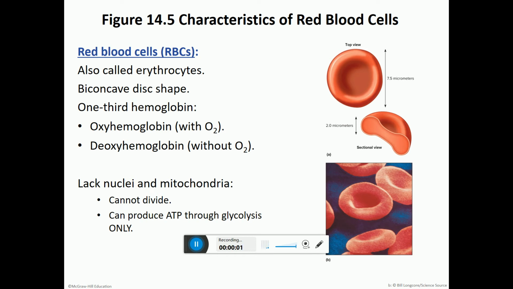Now let's talk about the red blood cells. So red blood cells, or erythrocytes, are biconcave disc shapes. So you can see here what they look like. They kind of look like a donut without the hole in the middle.